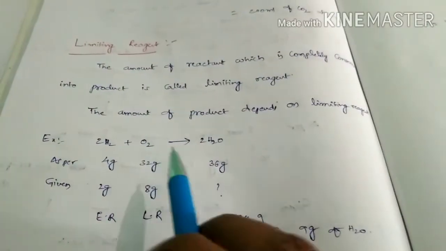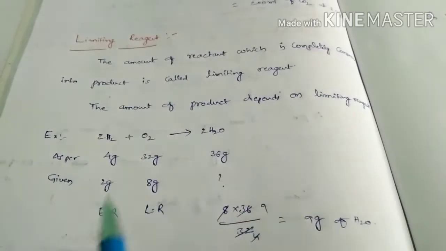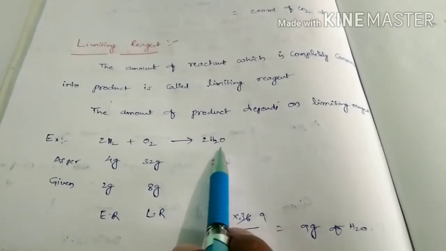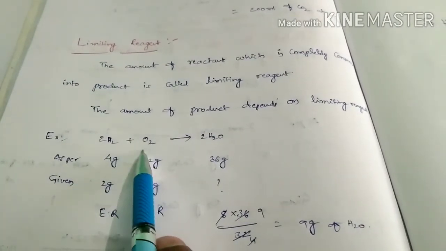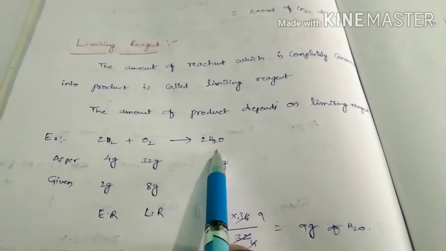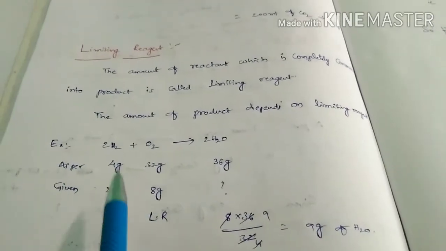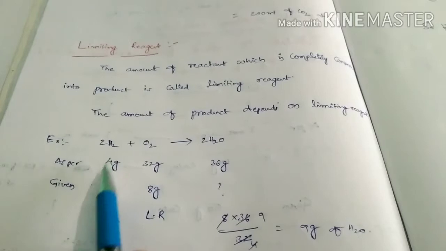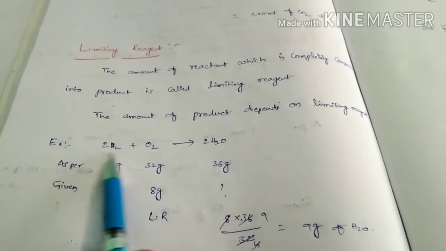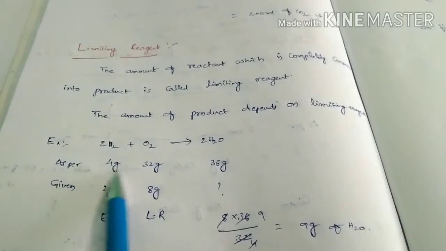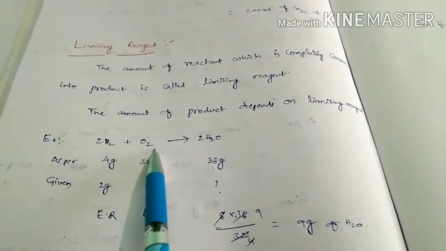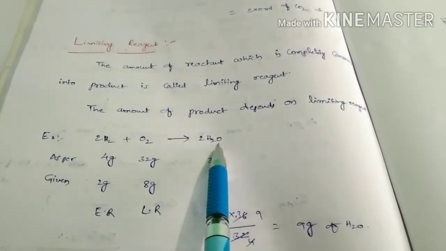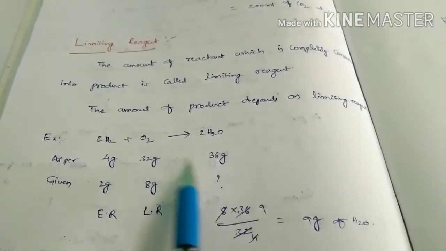If we discuss an example, then you will get a clear idea about this. For example, take this reaction: 2H2 plus O2 gives 2H2O. In this reaction, H2 and O2 are reactants and H2O is the product. We know that very well. Suppose, as per the reaction, what is the amount of hydrogen? How many hydrogens here? 4. Each hydrogen has atomic weight 1, so the amount of hydrogen is 4 grams. And what is the amount of oxygen? Each oxygen 16, 2 oxygens 32. Water is 18, 2 waters means 36. This is the amount as per the reaction.